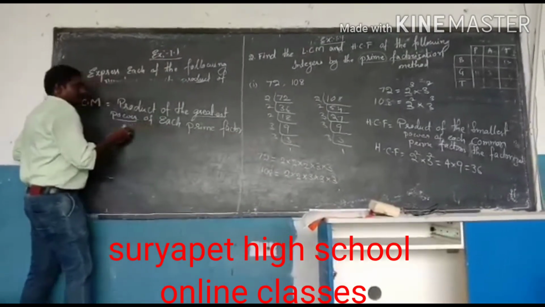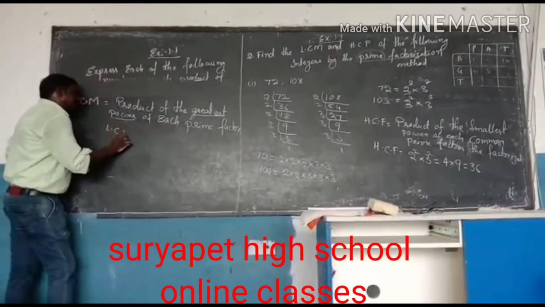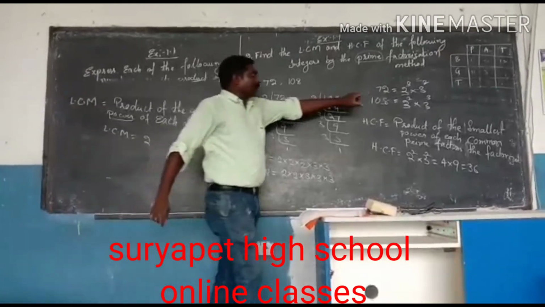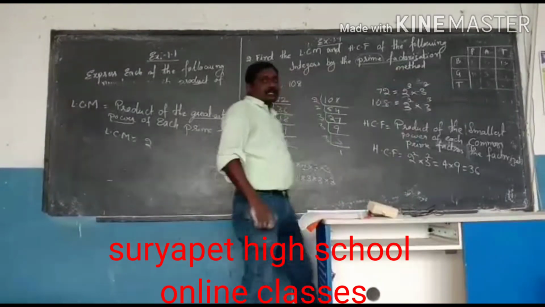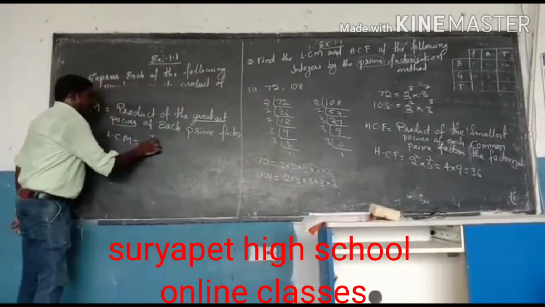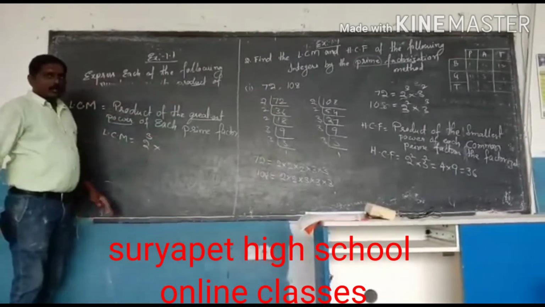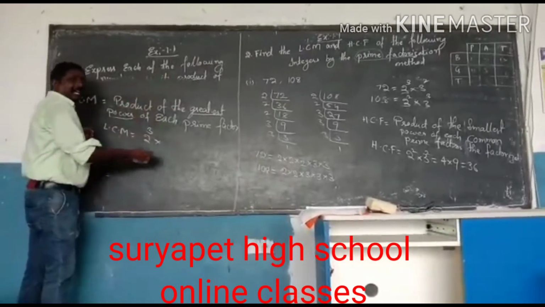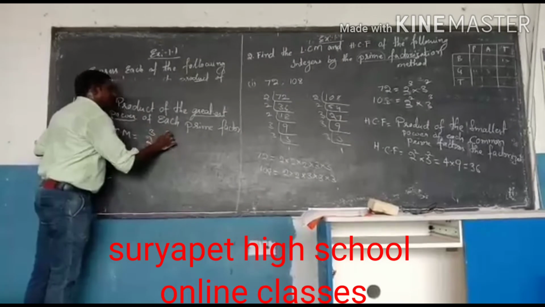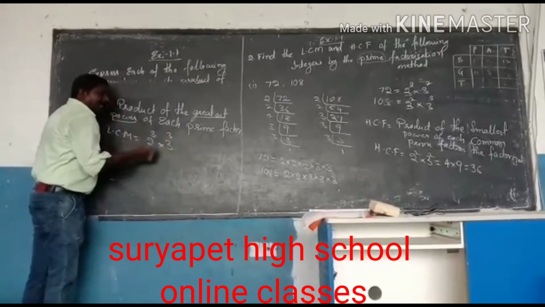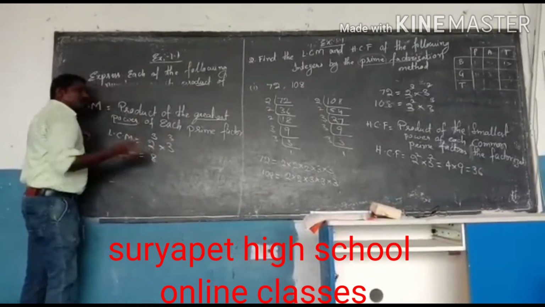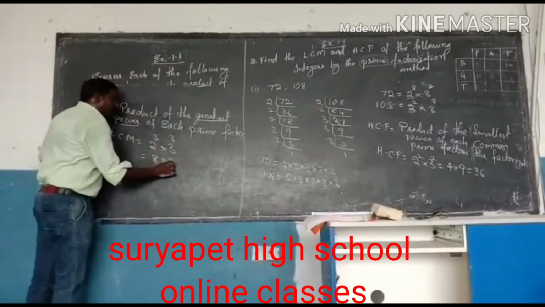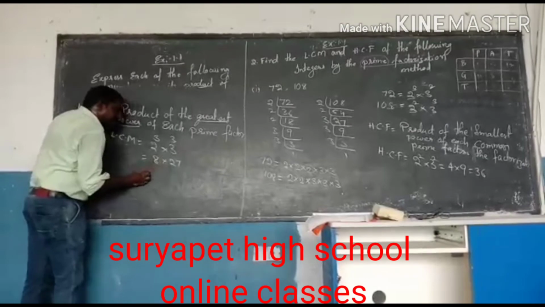So LCM is equal to: 2 is a prime factor, and in this what is the greatest? 2 cube is the greatest power. And next, the greatest power of 3 is 3 cube. What does 2 cube mean? 2 into 2 into 2, 3 times: 8. So 8 into 27. What is 27 eights?